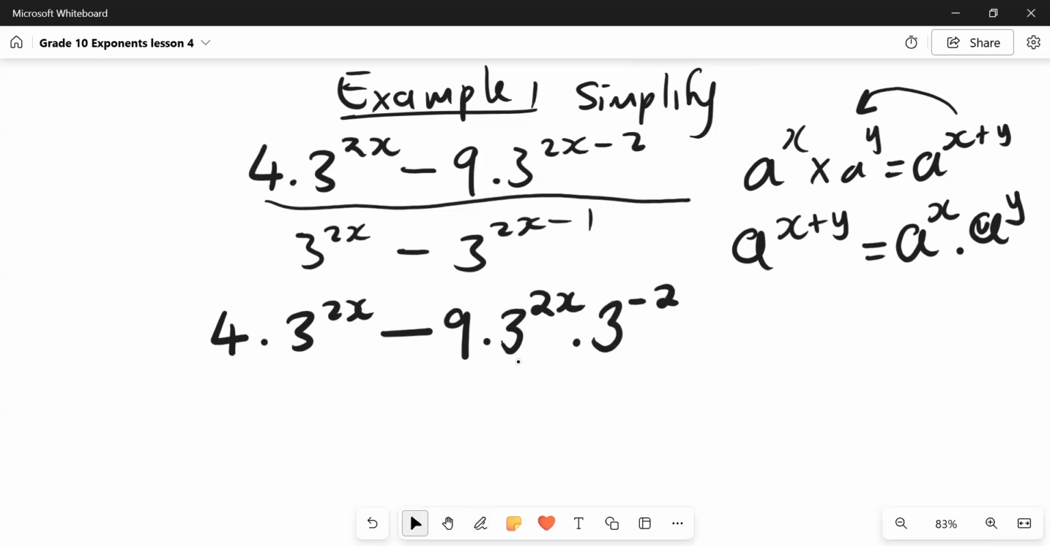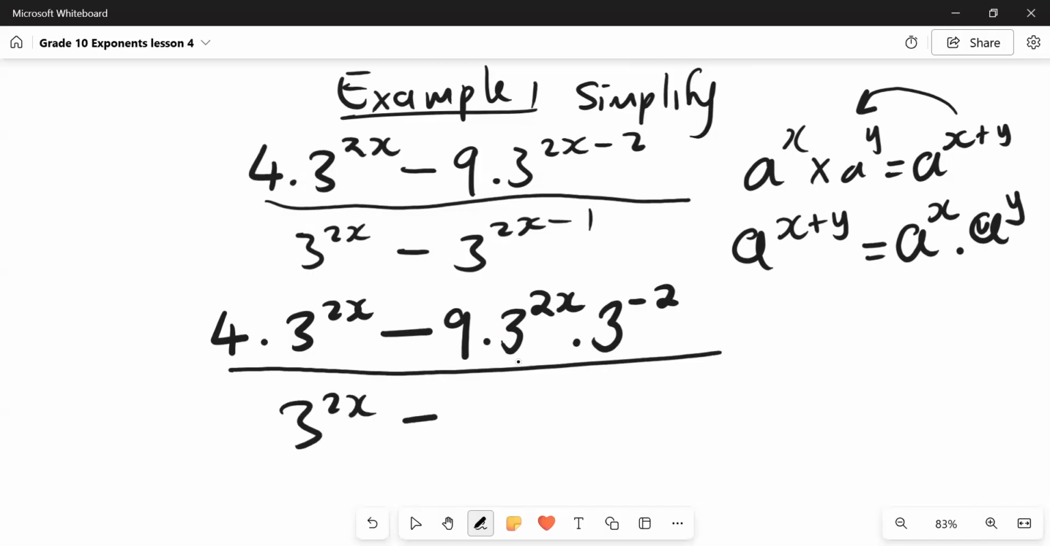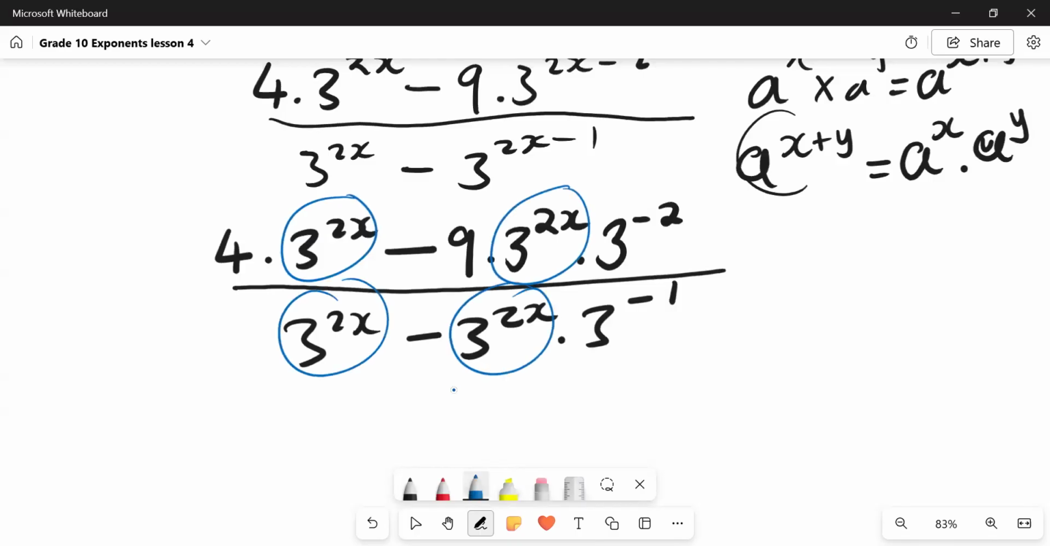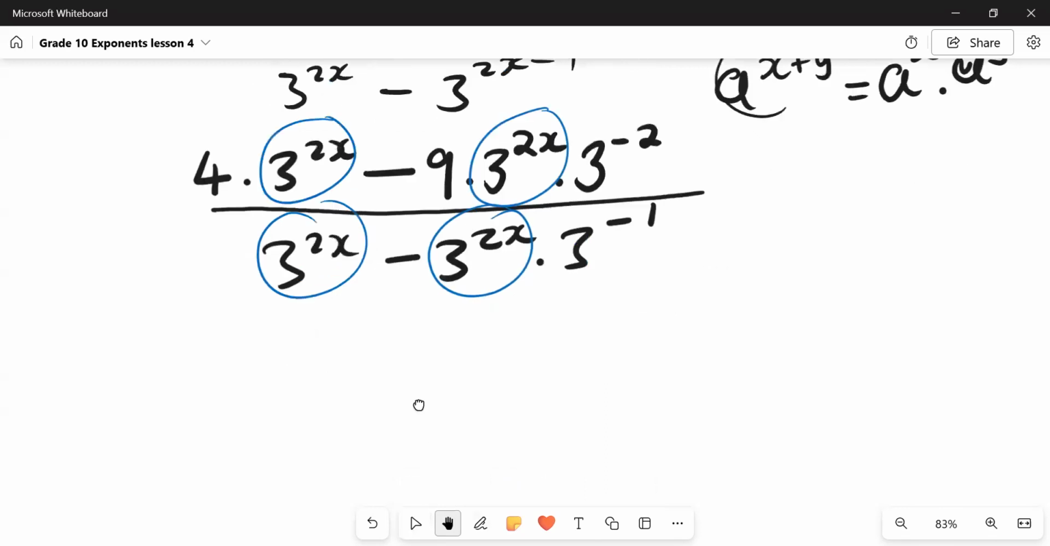This is 3 to the power of minus 2 there, all divided by 3 to the power of 2x minus, again, we separate the exponents using this. Then you'll have your 3 to the power of negative 1. And then from here, there's something which is common. We did common factors during the factorization. Now you know how to take out the common factor. So you take out the common factor there.